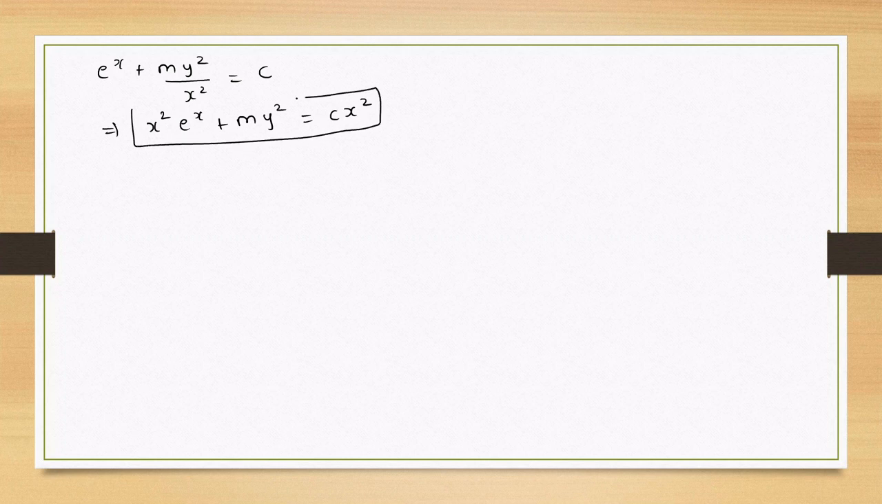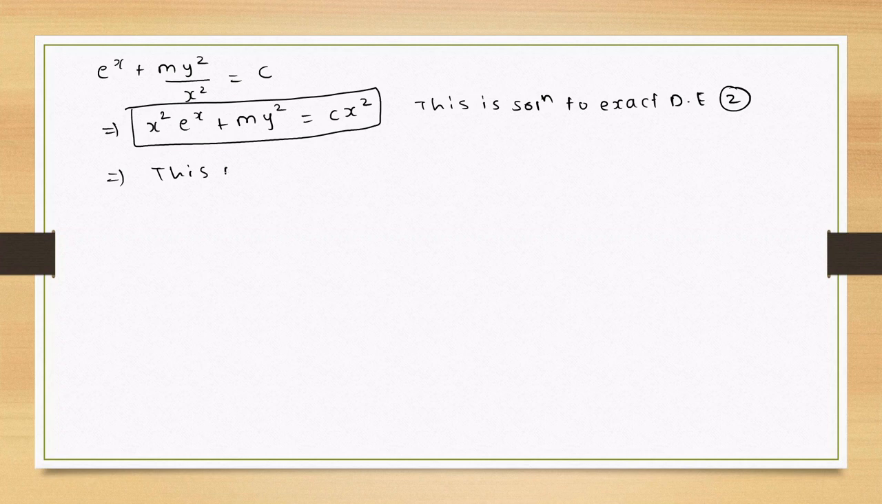So this is the solution to exact differential equation 2. So this implies this is the solution of equation 1 also. So this is the solution of the original differential equation. I hope you understood. Thank you.